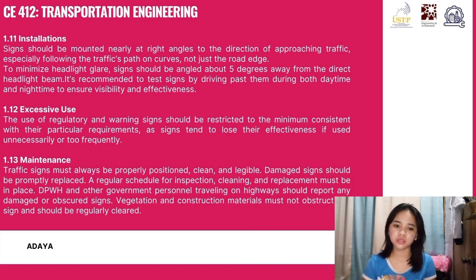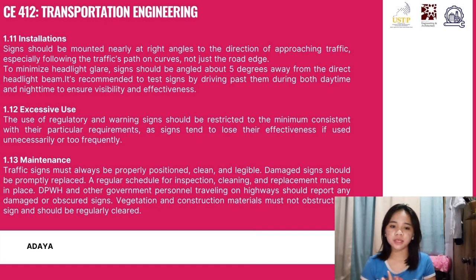So in 1.11, the installation. Signs should be mounted nearly at right angles to the direction of approaching traffic, especially following the traffic path and curves, not just the road edge. They should face the direction cars are coming from, especially on curves, so drivers can see them clearly. To minimize headlight glare, signs should be angled about 5 degrees away from the direct headlight beam. It's recommended to test signs by driving past them during both daytime and nighttime to ensure visibility and effectiveness.